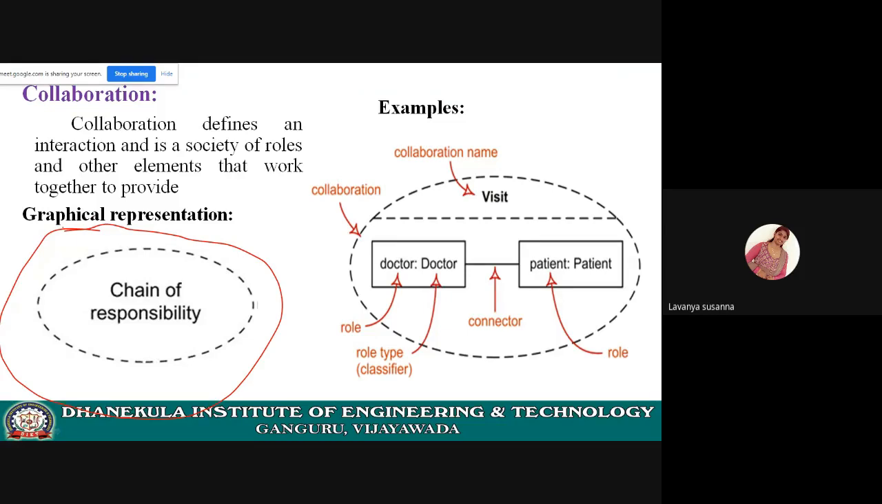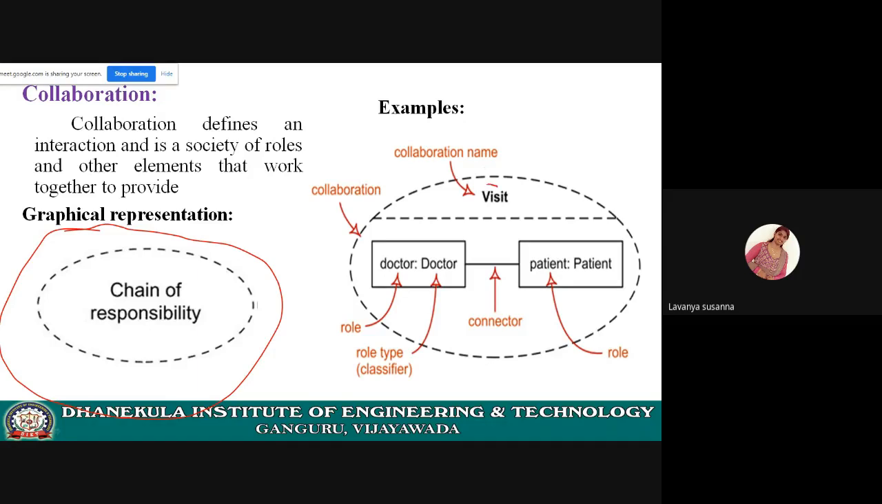Up to now, we have seen class and interface. Interface is nothing but a circle and the name. Again, here collaboration. How to draw the collaboration diagram? How to represent it? See here, oval symbol, dashed lines. Next, let us see the example, you will understand.